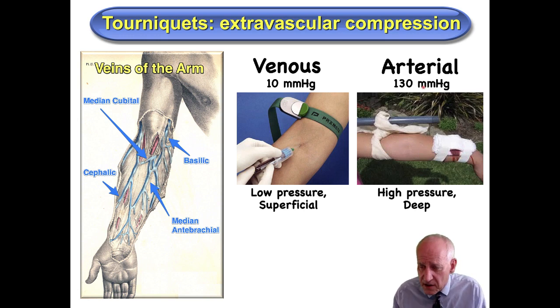Blood carried by the arteries is under high pulsatile pressure, so a deep laceration that severs an artery will require a very strong tourniquet that provides severe extravascular compression to overcome the 130 millimeter systolic blood pressure.